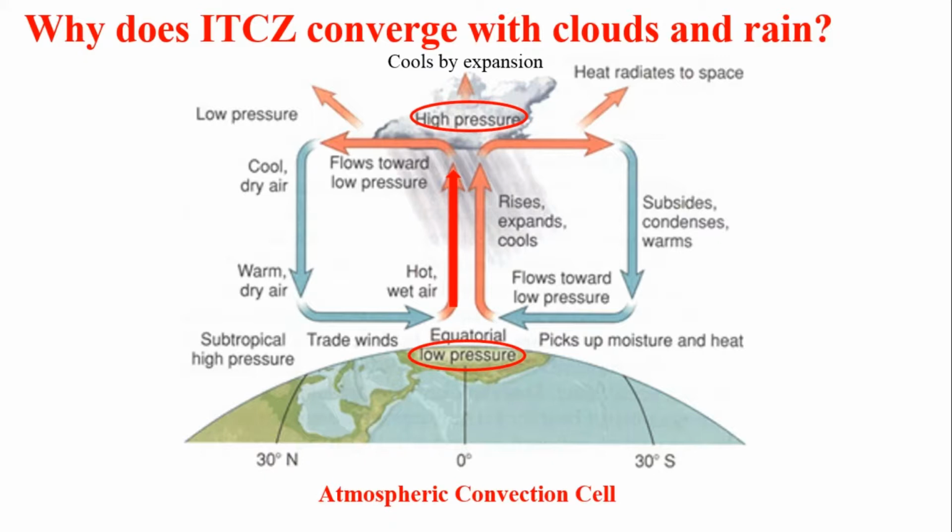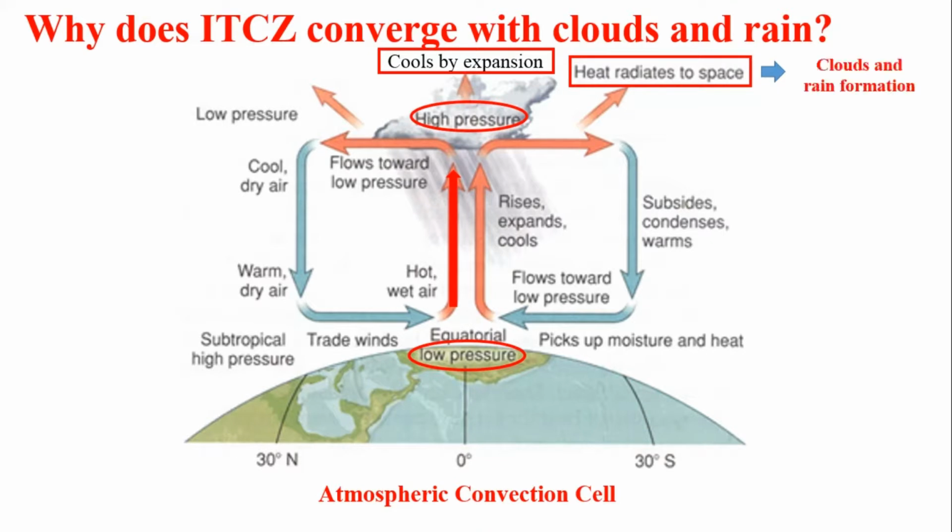As the air rises, it cools by expansion and by the heat radiating to space. Then its relative humidity increases, and clouds and rain may result. That's the reason why the ITCZ contains plenty of clouds and rains. After the precipitation, the pressure gradient makes the air move outwards away from the region of developing thunderstorms.